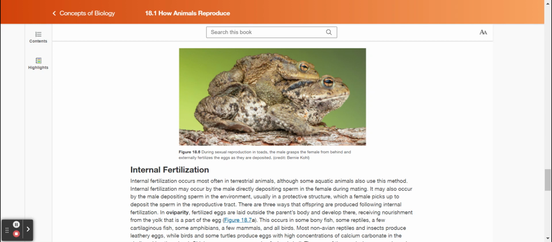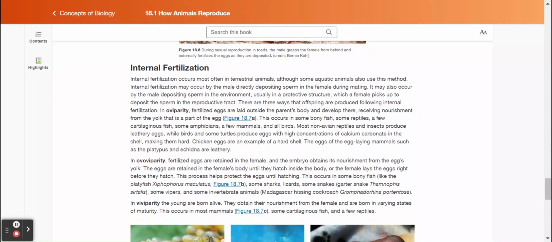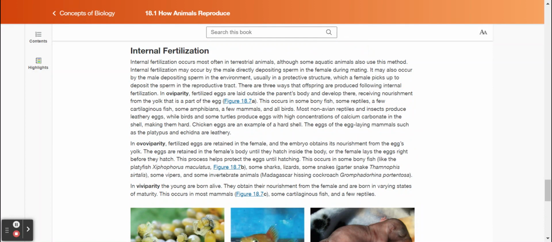Internal fertilization. Internal fertilization occurs most often in terrestrial animals, although some aquatic animals also use this method. Internal fertilization may occur by the male directly depositing sperm in the female during mating. It may also occur by the male depositing sperm in the environment, usually in a protective structure, which a female picks up to deposit the sperm in the reproductive tract. There are 3 ways that offspring are produced following internal fertilization.